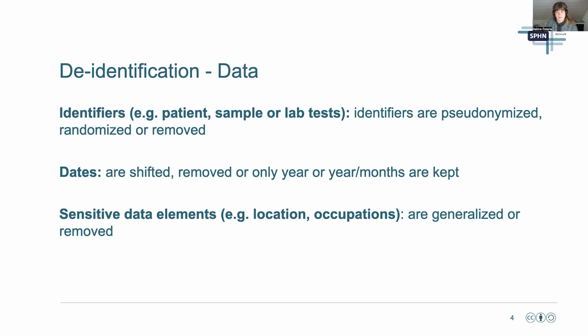On the one side, identifiers can be replaced by pseudonyms, meaning, for example, the internal hospital's patient ID or the internal hospital's sample ID. These can be replaced by a project-specific identifier. They can also be removed completely. Of course, if you remove these identifiers completely, then you cannot do iterative data transfers, because you don't know that this is the same patient as the patient you, for example, sent in the previous data deliveries.